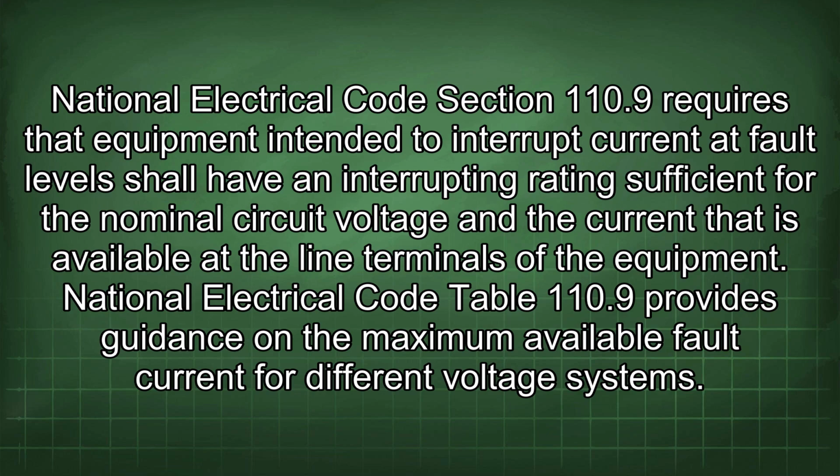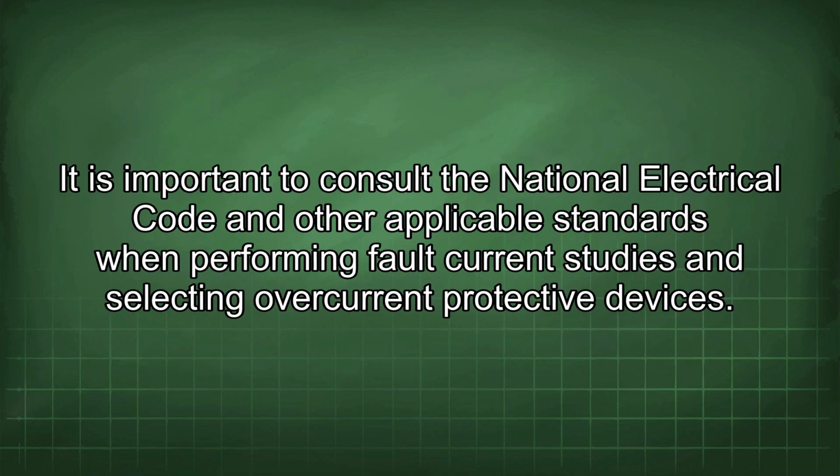National Electrical Code Section 110.9 requires that equipment intended to interrupt current at fault levels shall have an interrupting rating sufficient for the nominal circuit voltage and the current that is available at the line terminals of the equipment. National Electrical Code Table 110.9 provides guidance on the maximum available fault current for different voltage systems. It is important to consult the National Electrical Code and other applicable standards when performing fault current studies and selecting overcurrent protective devices.